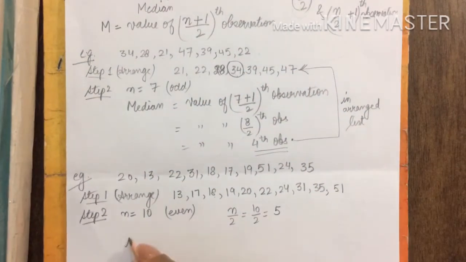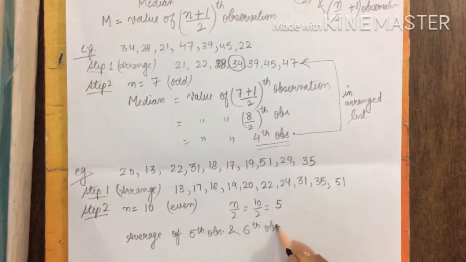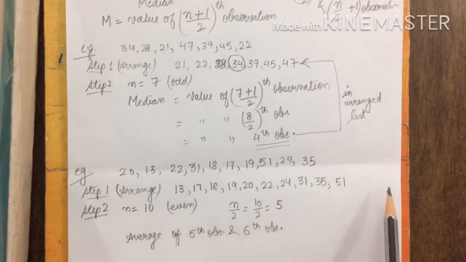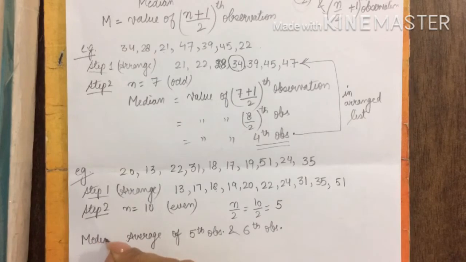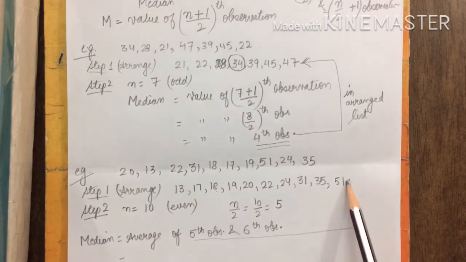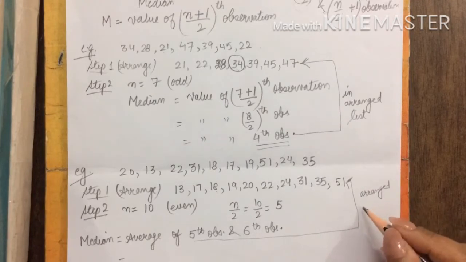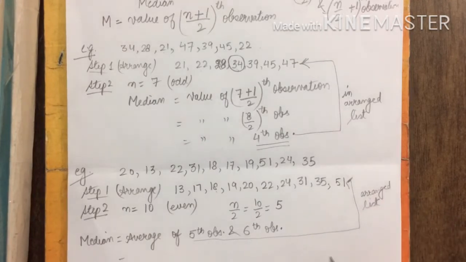So I will be calculating the average of 5th observation and 6th observation. You could take these observations either from the beginning or from the end. The answer would be same. So let's see which is the 5th and the 6th observation, and these observations will be obtained from my arranged list. Don't go back to the list given in the question. Pick the values from the list that you arranged yourself.